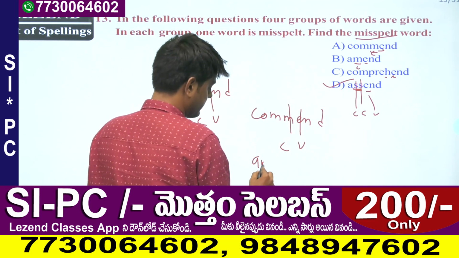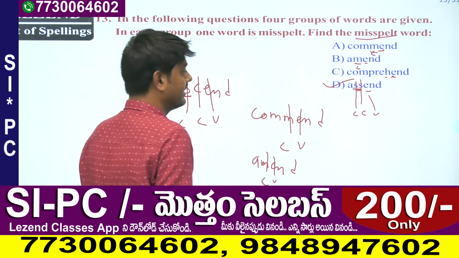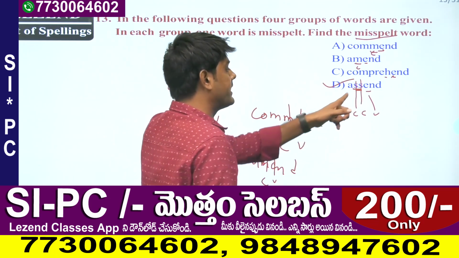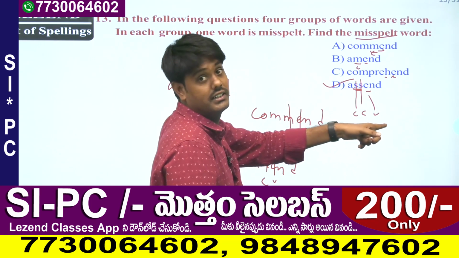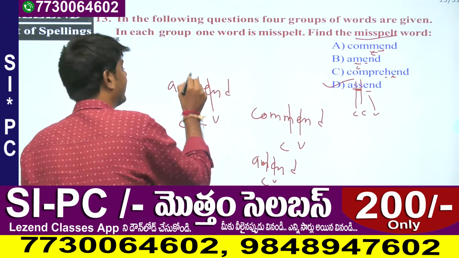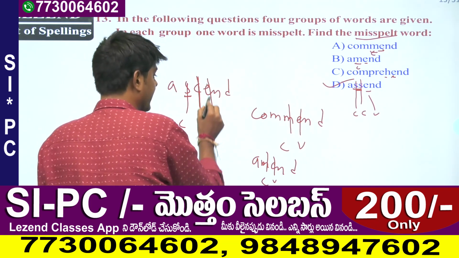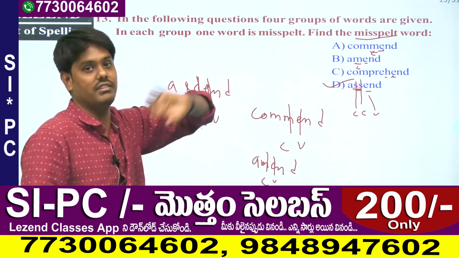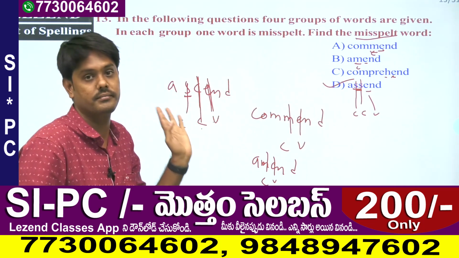Next, amend. M is consonant, E is vowel. But whereas in the given word SS, here two are doubled. So two consonants have come, then a vowel came. So that is the wrong word. And what is the correct spelling? SC. So C is a consonant, E is a vowel. Therefore this is a wrongly spelt word, or misspelt word, or incorrectly spelt word.